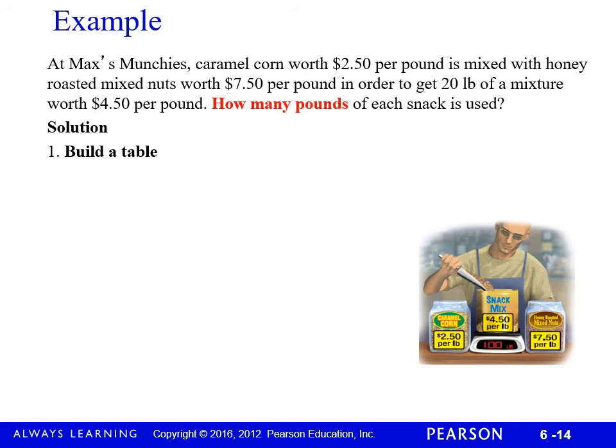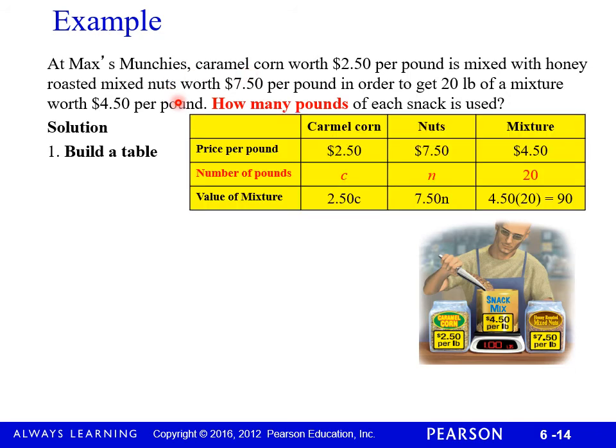So with these kinds of mixture problems, I always suggest people build a table, and actually for most of these system problems, I suggest you build a table. So we're going to, again, remember what we're looking for. We're looking for pounds of each snack, so pounds of caramel corn and pounds of nuts. So that's what I'm going to make my variables.